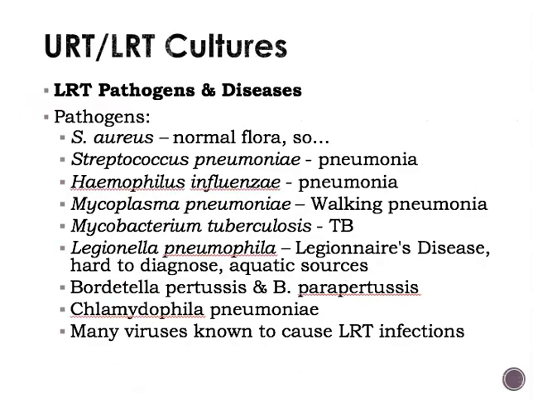So then the lower respiratory tract pathogens and diseases. Some of the common pathogens: Staph aureus. This is normal flora, though, so it would have to be present in significant quantities and with other clinical criteria. For instance, is the patient immunocompromised? Streptococcus pneumoniae causes pneumonia. Haemophilus influenza can cause pneumonia. Mycoplasma pneumoniae causes walking pneumonia. Mycobacterium tuberculosis is the causative agent of tuberculosis.